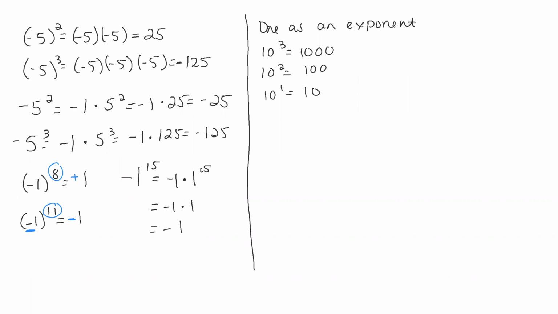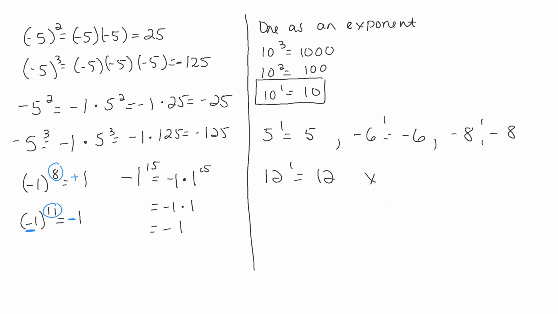Okay, so be really careful when your exponent is 1. It doesn't mean you're multiplying 10 by itself a number of times. It just means 10 shows up once. So if I had something like 5 to the 1st, that just equals 5. -6 to the 1st, well, this is -6, okay? -8 to the 1st, -8. 12 to the 1st, 12. X to the 1st, just plain old X.